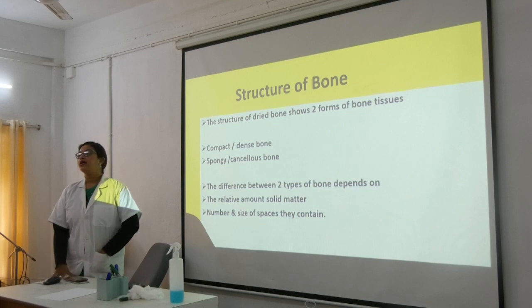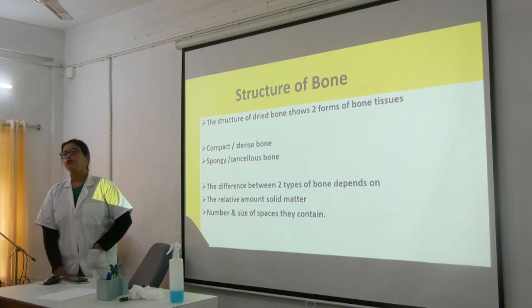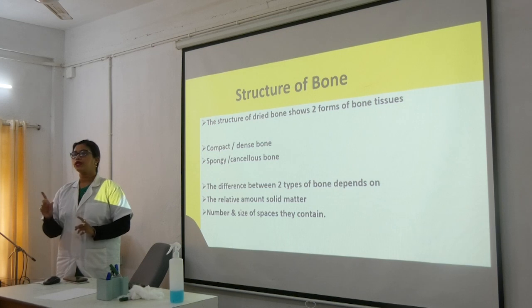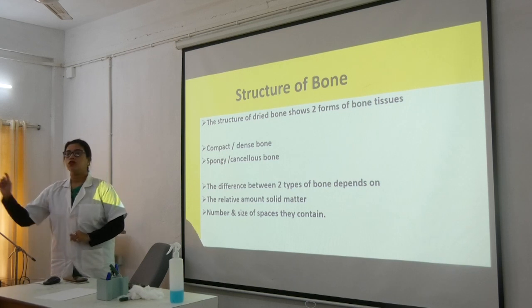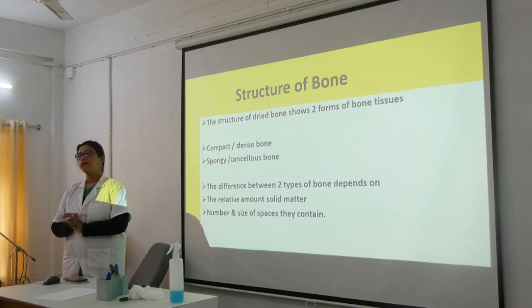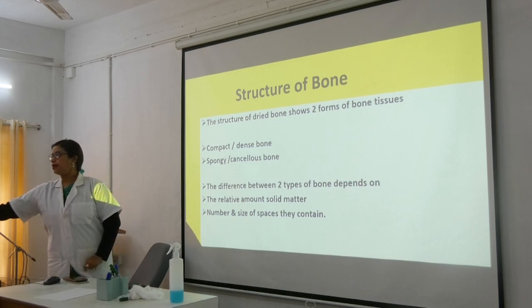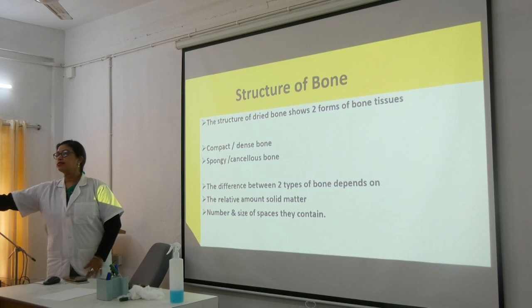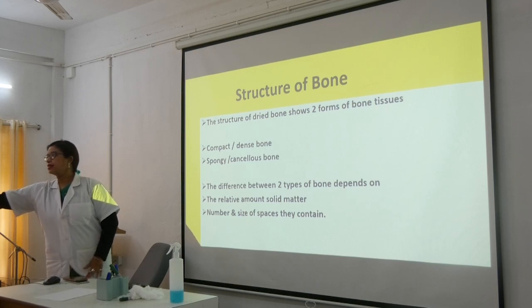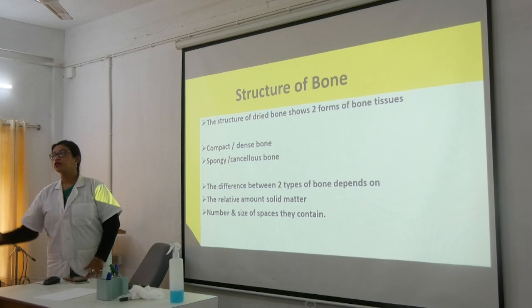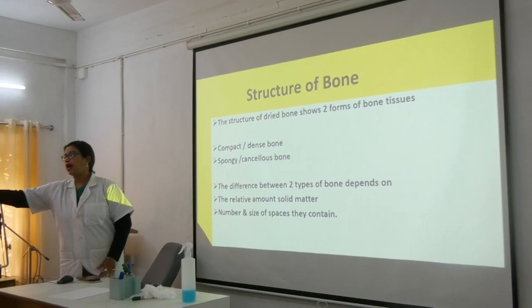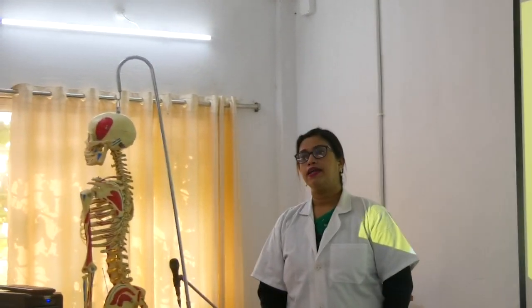Then how many types of bone? If you see the structure of bone, there are two types: one is compact bone, another one is spongy bone. Where are they situated? Suppose this is a humerus. There are two ends, known as epiphysis, and the shaft is known as diaphysis. Understood?